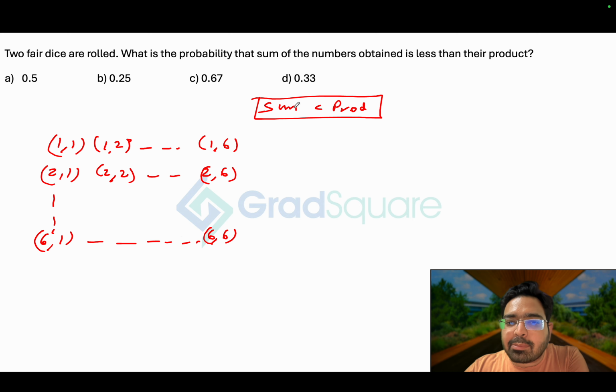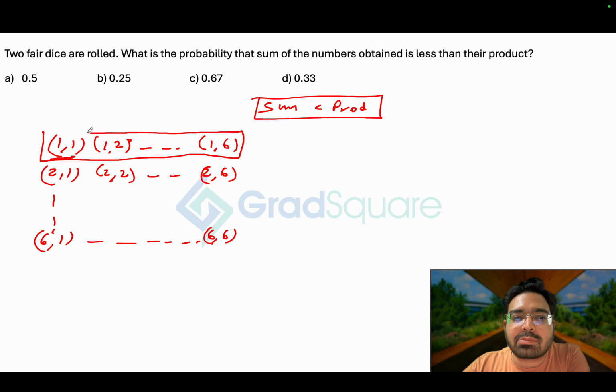Now we want the sum to be lesser than the product. Let's look at 1,1 first. If I take the sum, that's turning out to be 2, and the product is turning out to be 1. I realize that if one out of the two numbers is 1, then the sum will actually be greater than the product. Look at this, 1 and 2. What is the sum? 3. The product will be what? 2. The sum is greater than the product, right? So we will exclude all of these 6 values from our consideration because these are not our favorable cases, right?